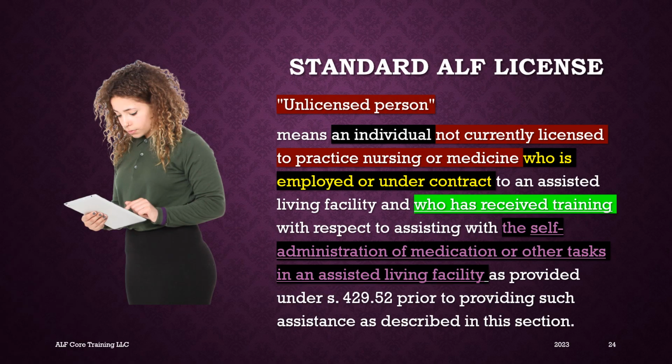An unlicensed person is very popular with assisted living facilities. That basically means an individual not currently licensed to practice nursing or medicine who is employed or under contract to an assisted living facility and who has received training with respect to assistance with the self-administration of medication or other tasks in an assisted living facility as provided under statute 429.52 prior to providing such assistance as described in this section.